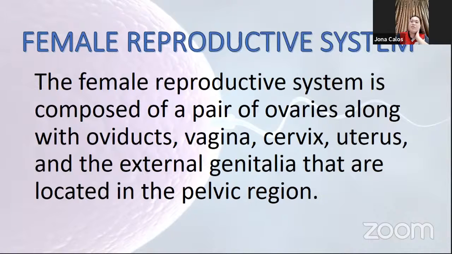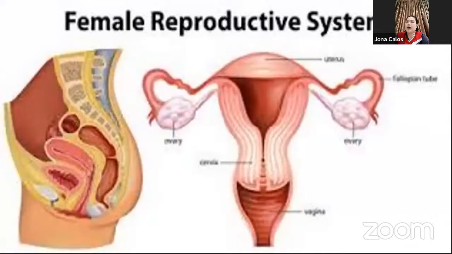Female reproductive system is composed of pairs of ovaries, as you can see there. Again, there is an external part and an internal part. So this is how it looks like. This is what you see inside. So this is the internal part. Also, this one is internal part.